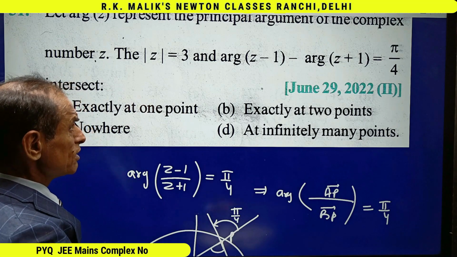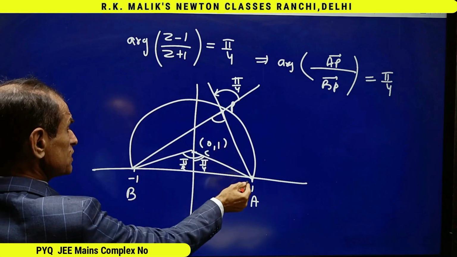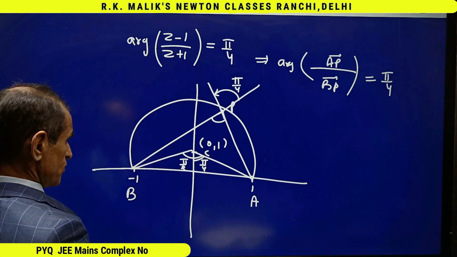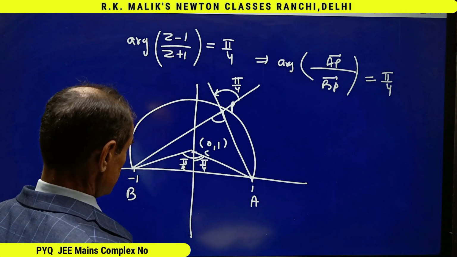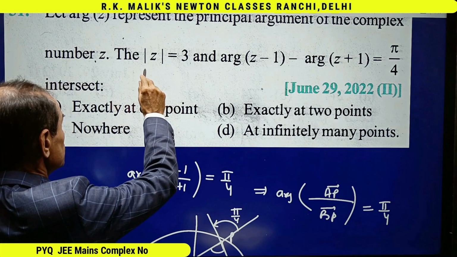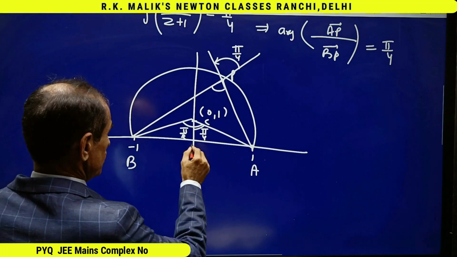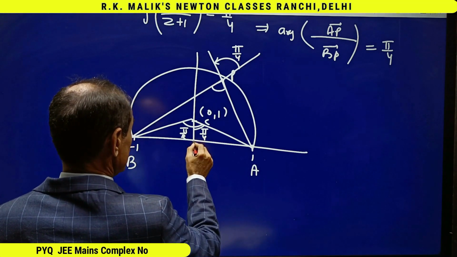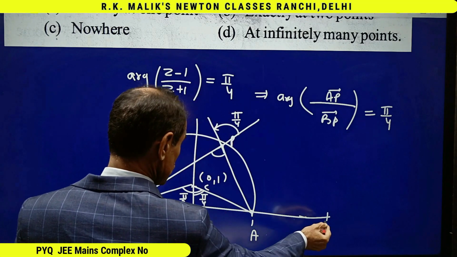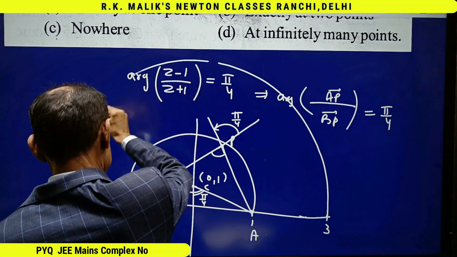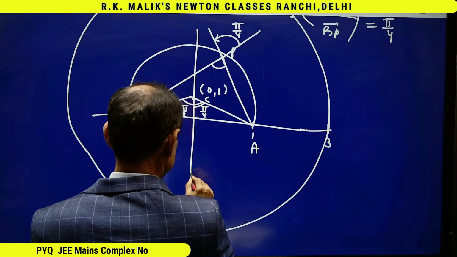Hence we have concluded that this equation represents all these points for which A and B are the endpoints of the major arc. And the previous one was a circle with center 0, 0 and radius 3. That is, we get a circle with radius 3 and center 0, 0. This will be a circle.